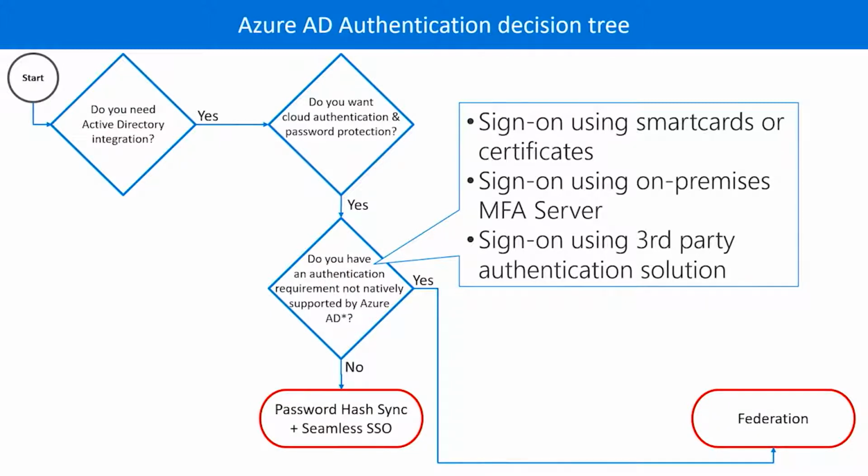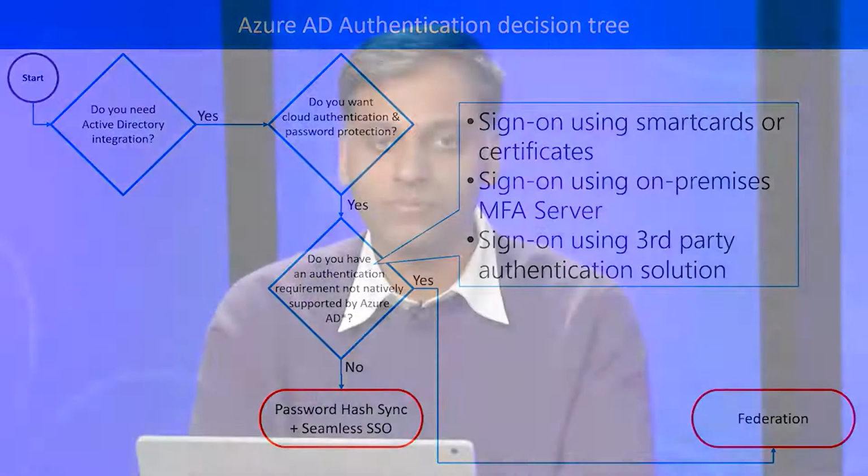Now, some organizations may require an authentication feature not currently supported by Azure AD, for example, signing in with smart card authentication or using an on-premises MFA server. In this case, organizations may choose to use federation. Keep in mind that Azure AD evolves pretty quickly and we add features all the time. So make sure to check the latest documentation before you make your decision.